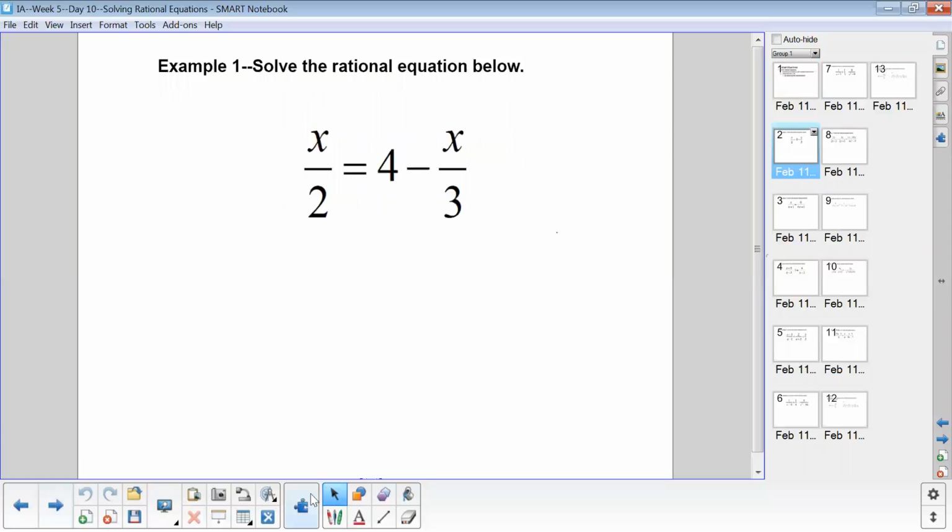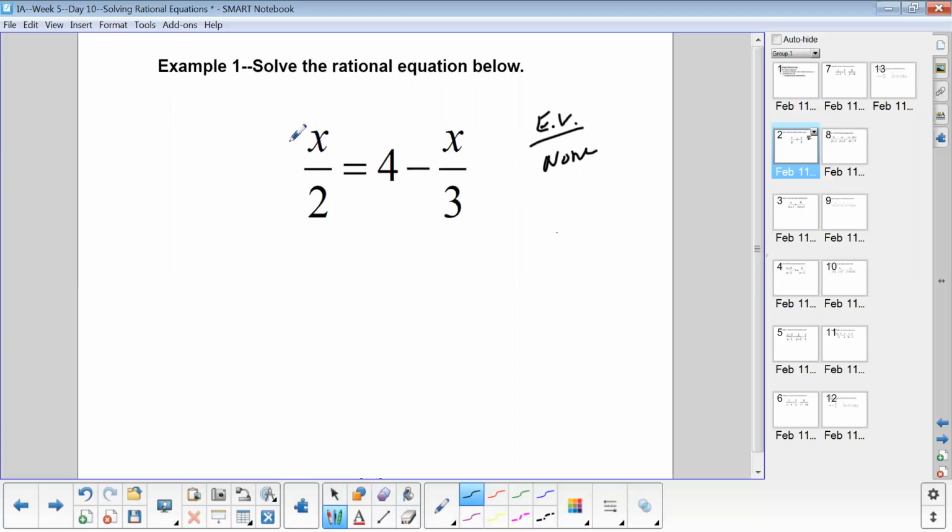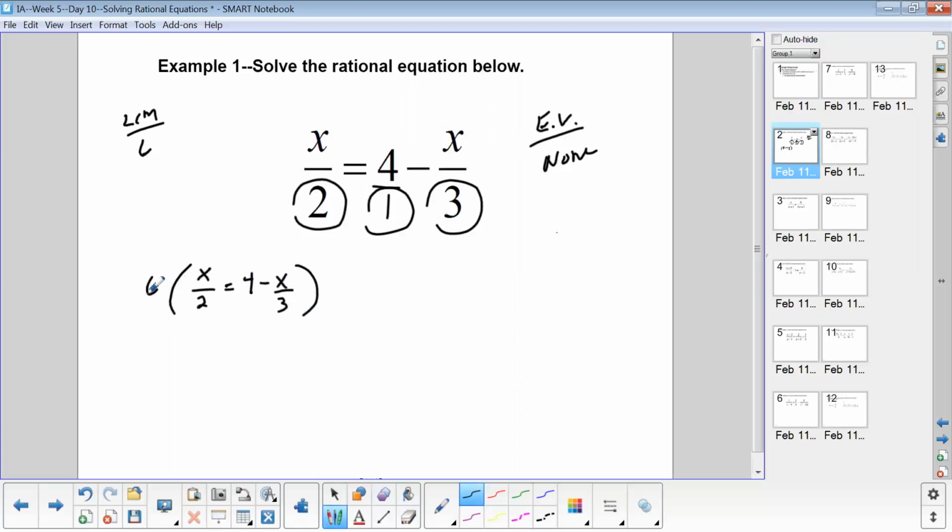So this first one, we have a denominator of 2 and a denominator of 3, but we just don't have any variables in the denominator. So we would say right off the bat that our excluded values are none, because there's no variable in the denominator. So we look at the denominators of 2 and 3. The LCM in this case would be 6. So we're going to multiply every term in the equation by 6.